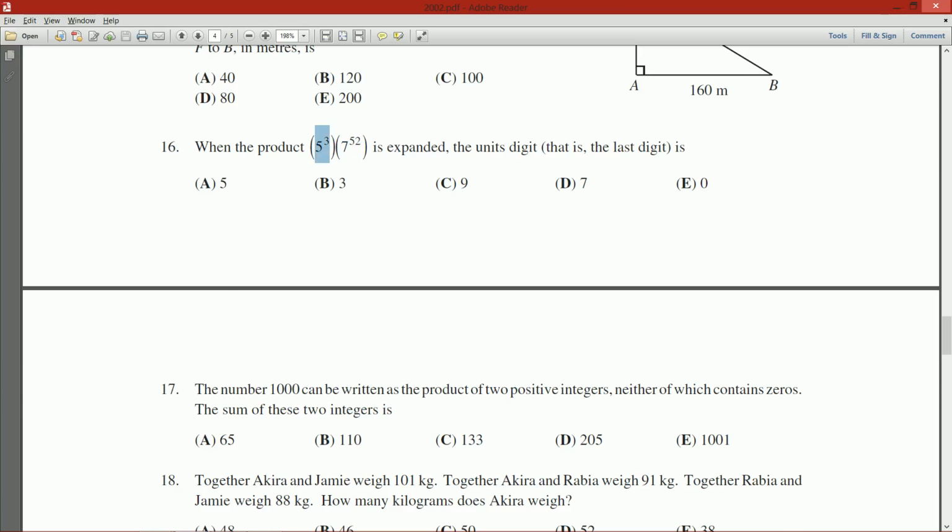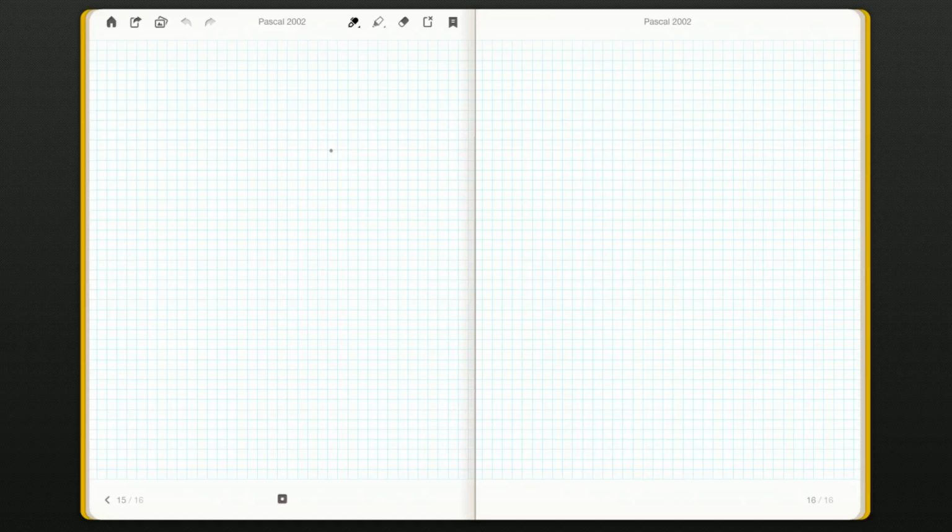Now, when we take a look at, say, the powers of 5, it's not a very interesting pattern. 5 to the 1 is 5. 5 to the 2 is 25, so the last digit is 5. 5 to the 3 is 125. It just keeps going on like this. So the units digit of 5 to the power of 3 is 5. Okay? But how about the case for 7?